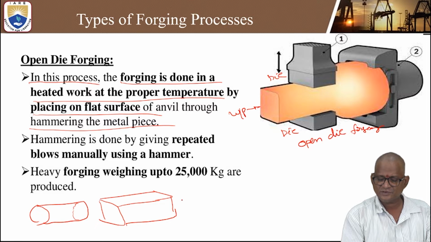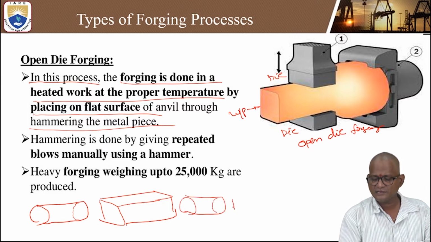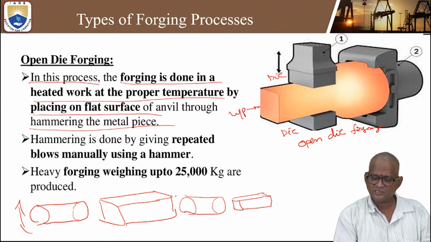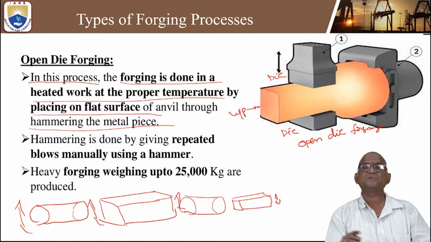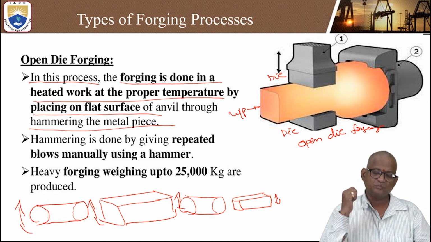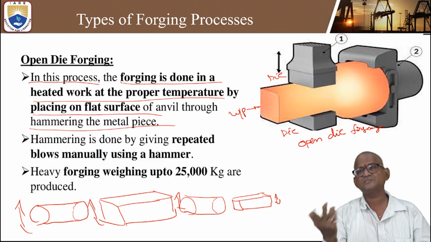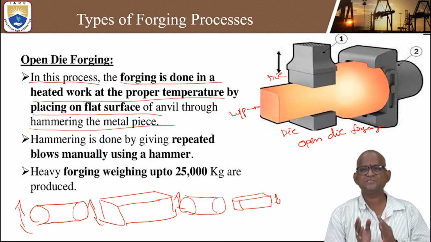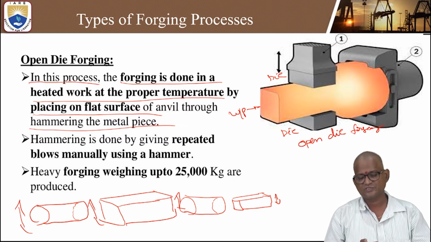Again, it will transform into a circle, and again into a rectangle. Like this, the original shape is reduced, either to a cylinder, rectangular, or prism shape. The shape and size can be reduced by repeated blows applied manually, or sometimes semi-automatically or fully automatically. So this is about the open die forging process.